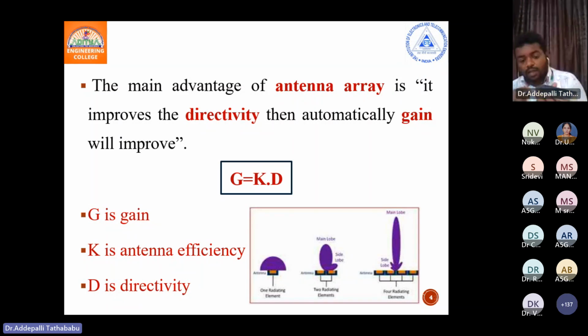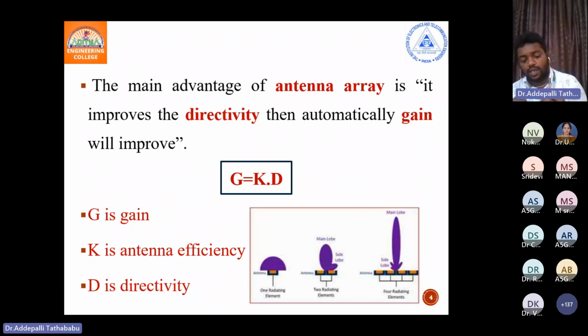Then radiation efficiency: here input power is there, reflected power is there, accepted power is there, radiated power is there. Now radiation efficiency is defined as the ratio of radiated power to the input power. Radiated power to the input, that is called radiation efficiency. Here we have defined two terms: total efficiency, or antenna efficiency, and the one more term is radiation efficiency.